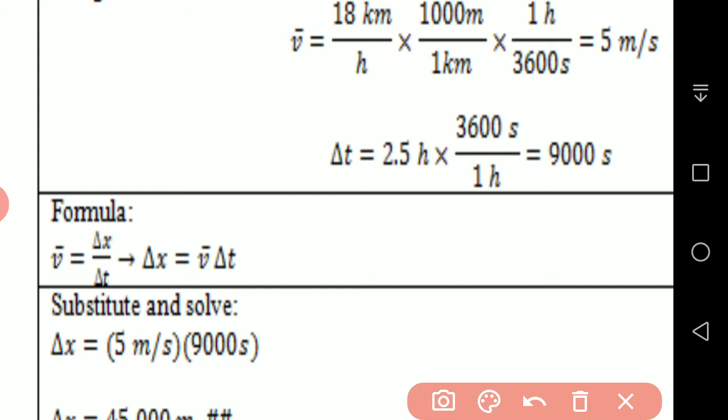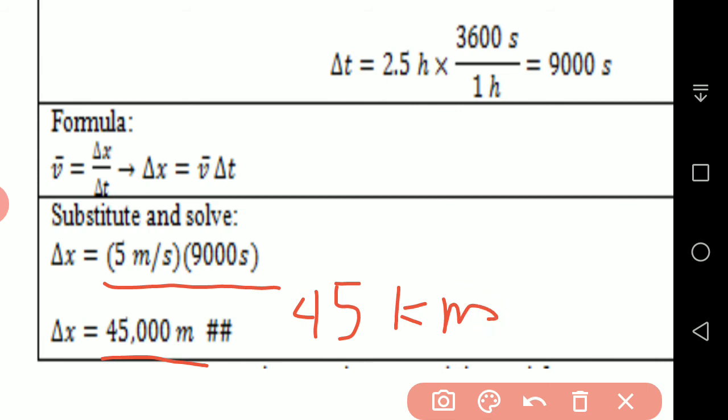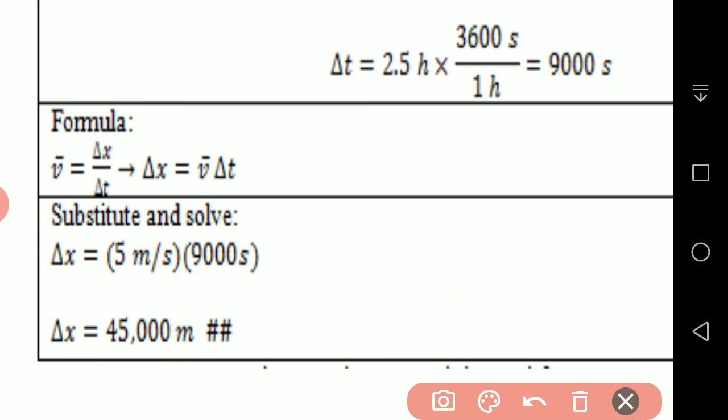Kapag mayroon tayong formula, una natin ginagawa, ina-isolate natin kung ano yung hinahanap. Solve na tayo. Substitute and solve. Simple. 45,000 meters. Wow. Or, mas iintindihan natin, that is 45 kilometers. Pero standard units niya, so meters, mas appropriate yun.